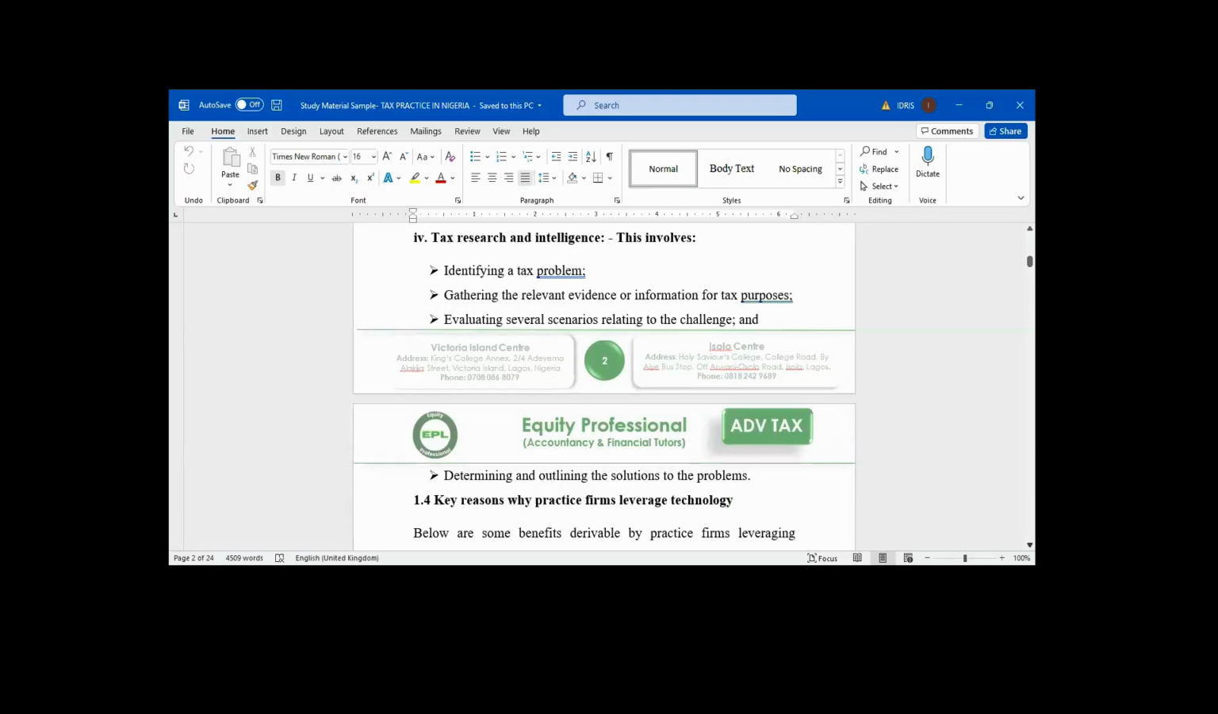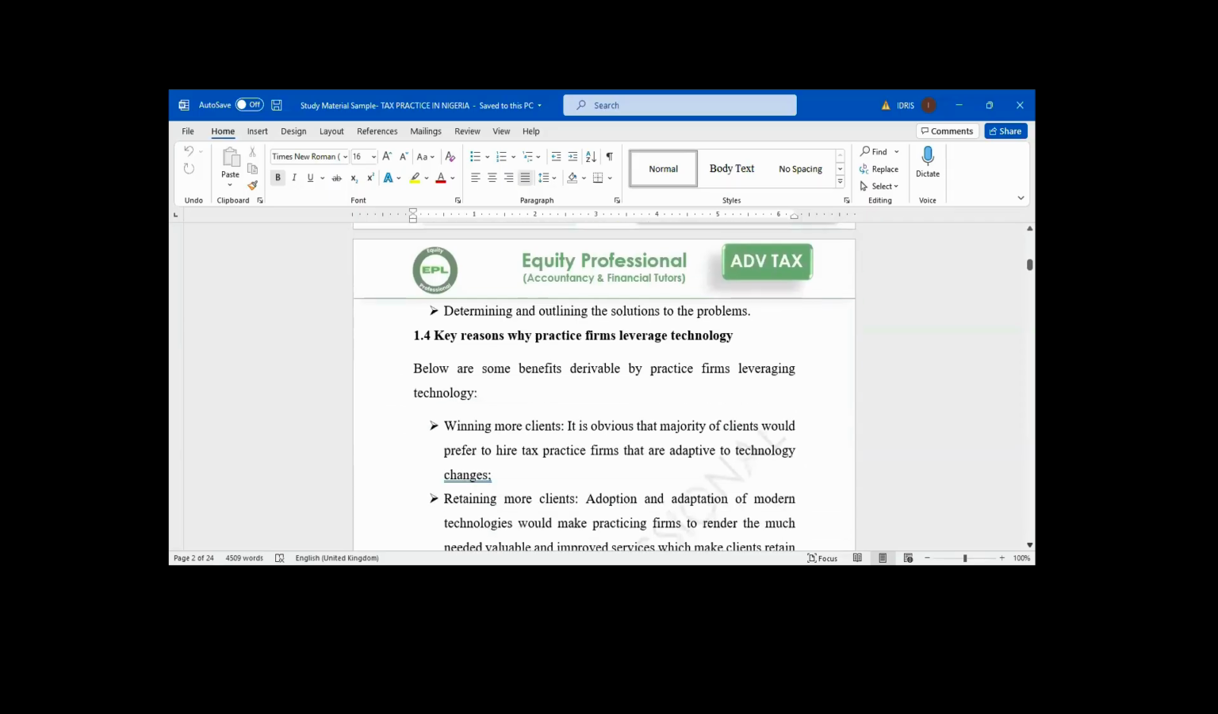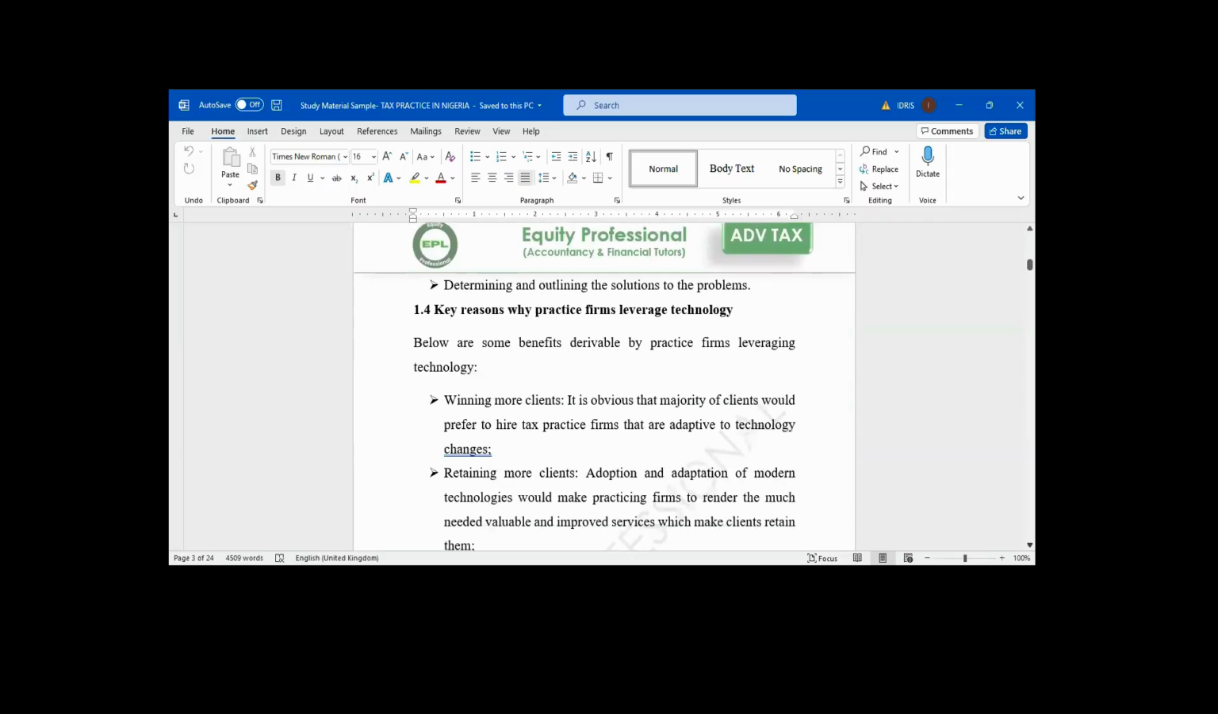Now, the next area we need to go to: what are the key reasons why a tax practice firm leverages technology? Why do all these firms of chartered accountants, external auditors, and tax practitioners make use of technology? Why do all these firms make use of IT, information technology?